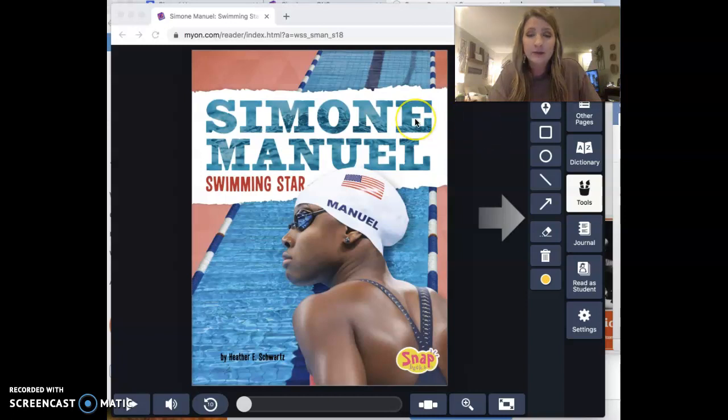This week, we are going to be reading this informational text called Simone Manuel, and the structure of this text is sequential or chronological. We know that both of those mean the same thing. It means that the text is going to be told in order. Oftentimes in informational text, when we're reading a biography or a text about a person's life, it will tell the events in order. So our job this week is to identify signal words that tell us when a new event is happening.